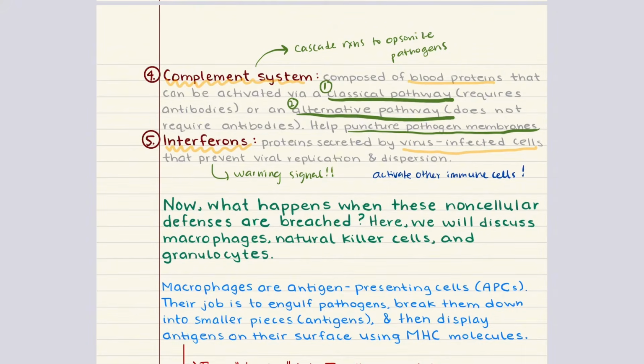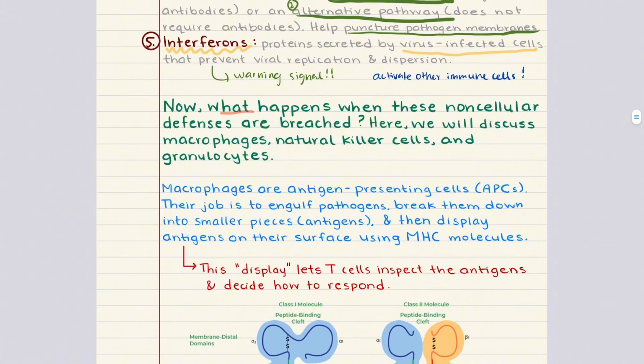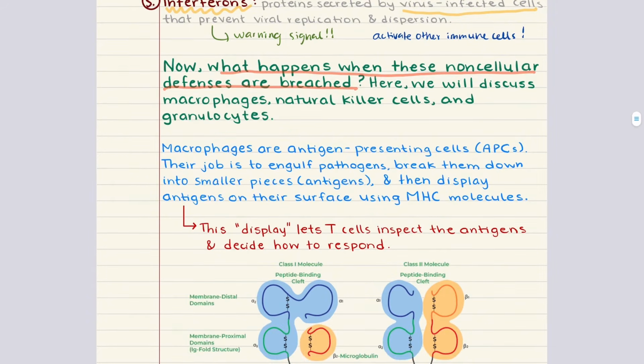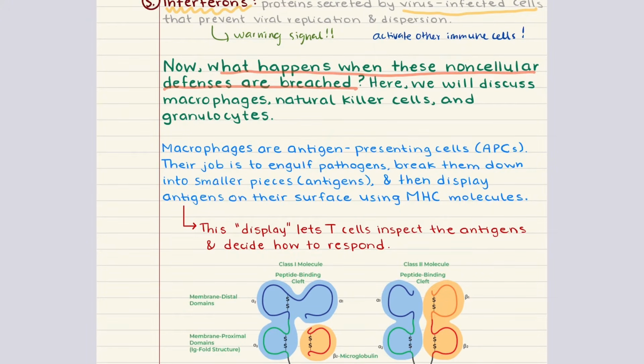So far, we've talked about the physical barriers of the innate immune system. But what happens when these barriers are breached and pathogens make it into the body's internal environment? At that point, the innate immune system turns to its cellular defenses, and this includes macrophages, natural killer cells, and granulocytes. Let's start with macrophages. Macrophages are large phagocytic cells whose main job is to engulf and destroy pathogens.